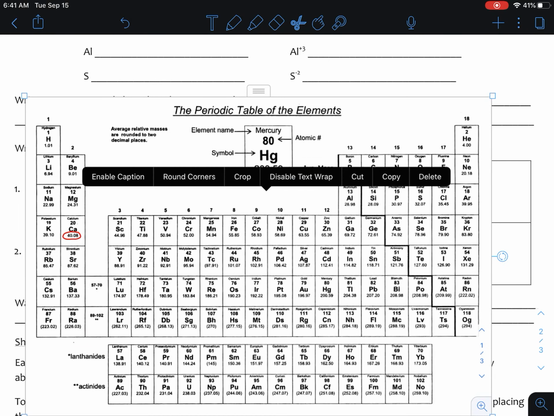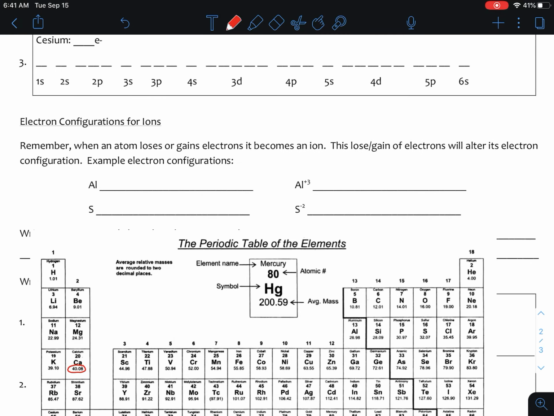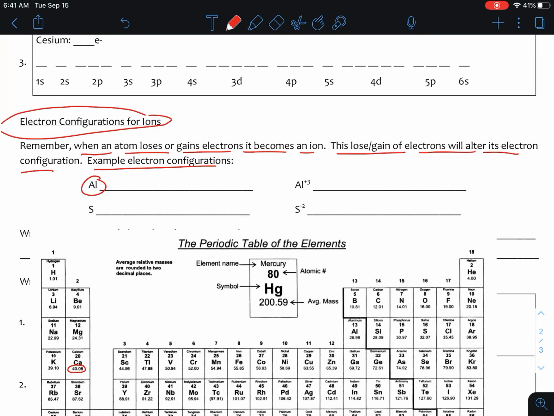So let's move this. We're going to continue on. So if we're looking at electron configurations for ions, remember, ions are when you don't have the same number of electrons and protons. When an atom loses or gains electrons, it becomes an ion. The loss or gain of electrons will alter its electron configuration. Electron configuration examples below. So aluminum, we can find aluminum here on the periodic table is number 13. It would have 13 electrons when the atom is neutral.